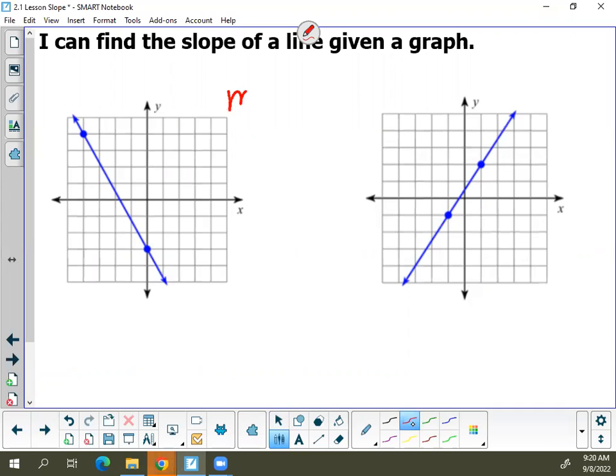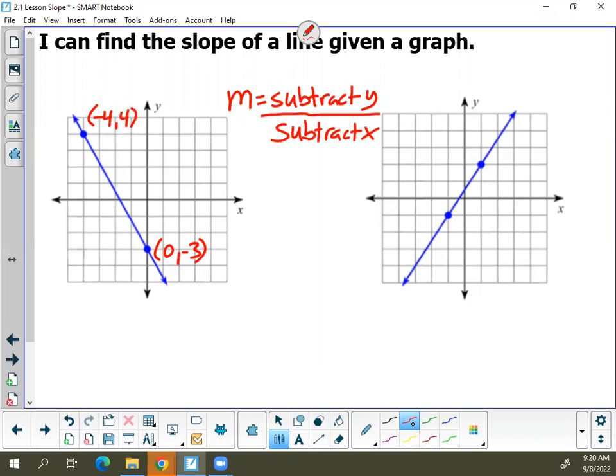Again, our formula is going to be the same. We subtract the y's and then divide by subtracting the x's. So there's a couple ways we can do this. We can find the coordinates of our points. So the coordinates here are 0, -3, and -4, +4. But you know yourself if finding the coordinates of points is a challenge for you. And if it's a challenge for you, that's okay. We can also do a bit of counting if we have the graph.